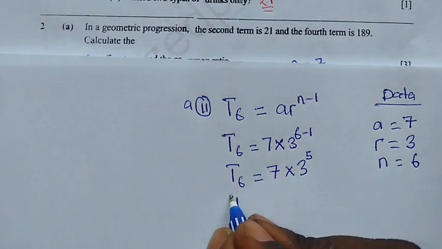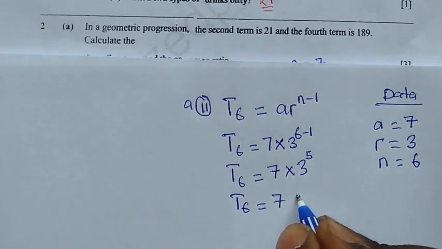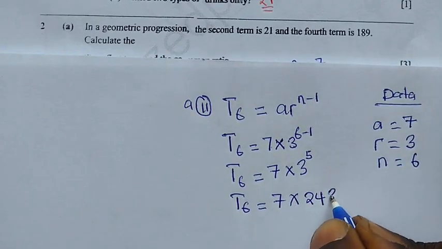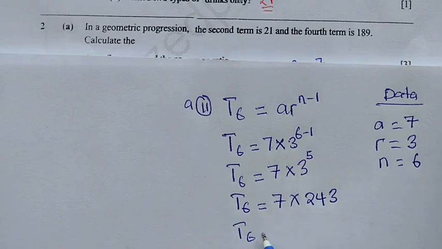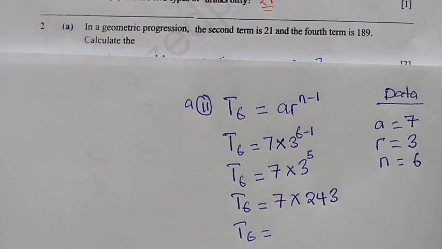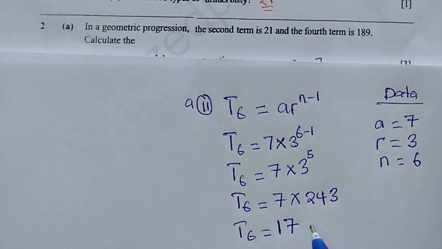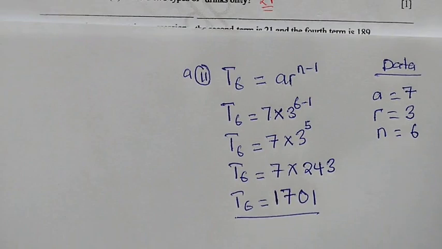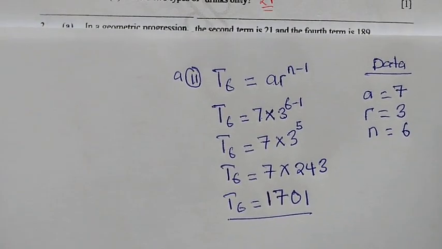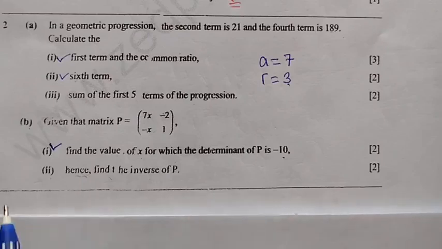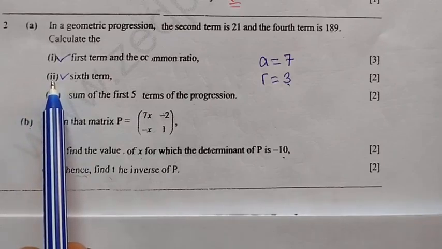So we are going to write term 6 is equal to 7 times 243. When we punch on the calculator, 7 times 243 will give us 1001. So this will be our term 6. So we have answered our question A2. I hope it's clear. We can now proceed to the other question. Alright guys, so we now come to our question A3 right here.